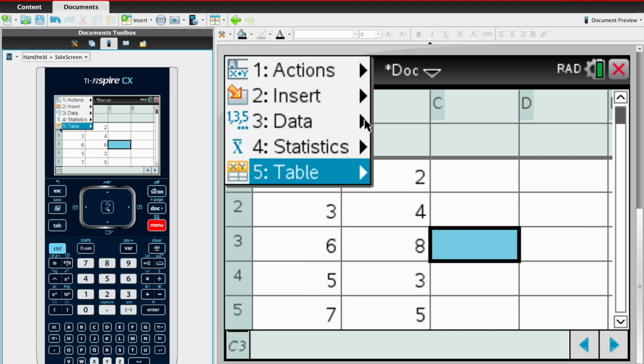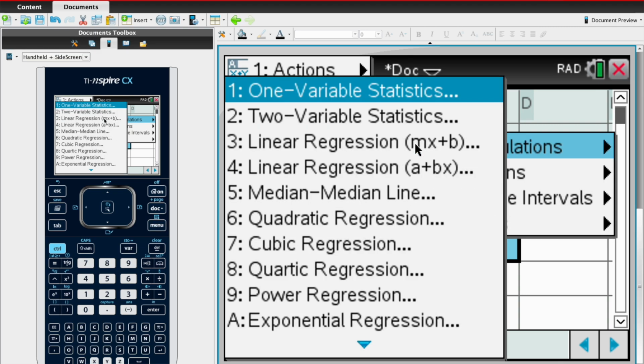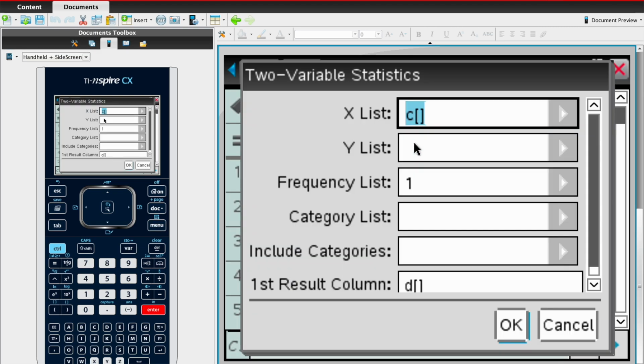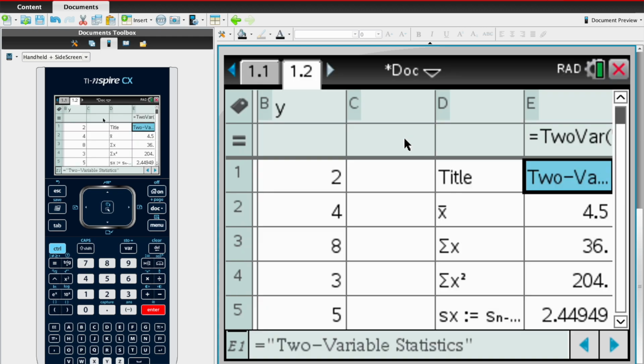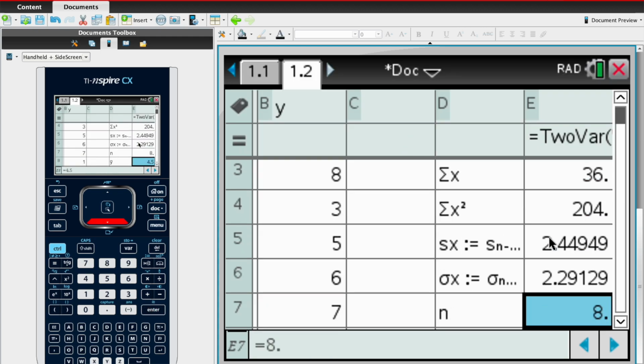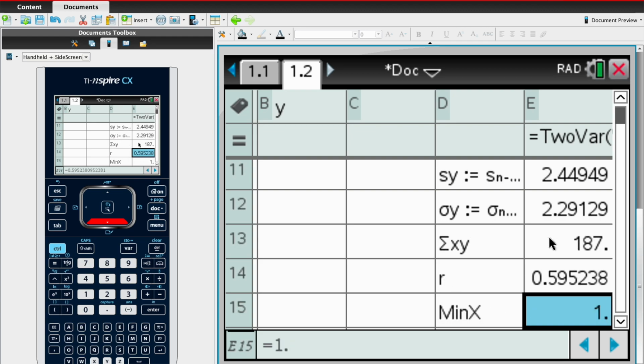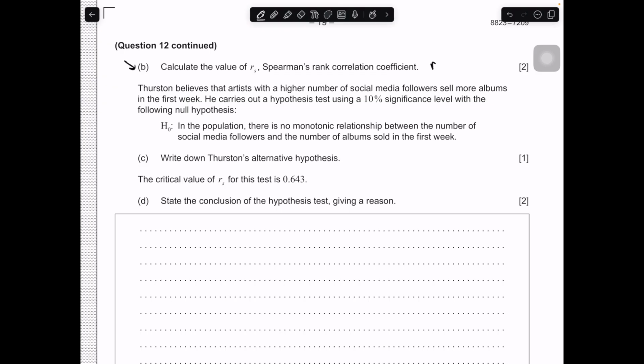So 4 pairs with 2, 3 pairs with 4, 6 pairs with 8, and so on. To find Spearman, once again, just like we would for Pearson's, except we input our ranks. So let's go ahead and work that out. Here we have our R value. So let's return back to the document. We see R is equal to 0.5952. Going back to the document, for B, R is equal to 0.595 to 3 sig figs.